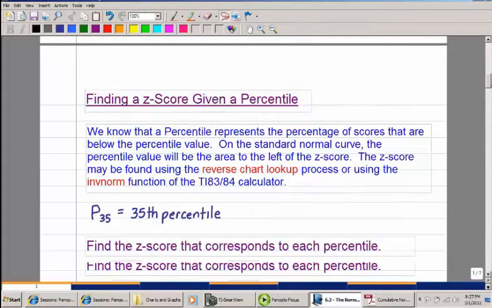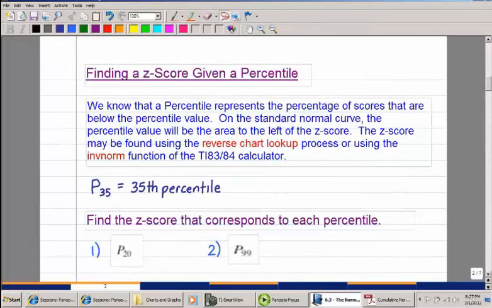All right. That leads us to finding a z-score given a percentile. Now, we talked earlier in the course about percentiles. Specifically, we did quartile calculations. I didn't do any percentile calculations until now. But anyway, the idea behind a percentile is how much of your distribution has values that are to the left of that percentile. For example, the 82nd percentile means 82% of your scores are to the left of that number.